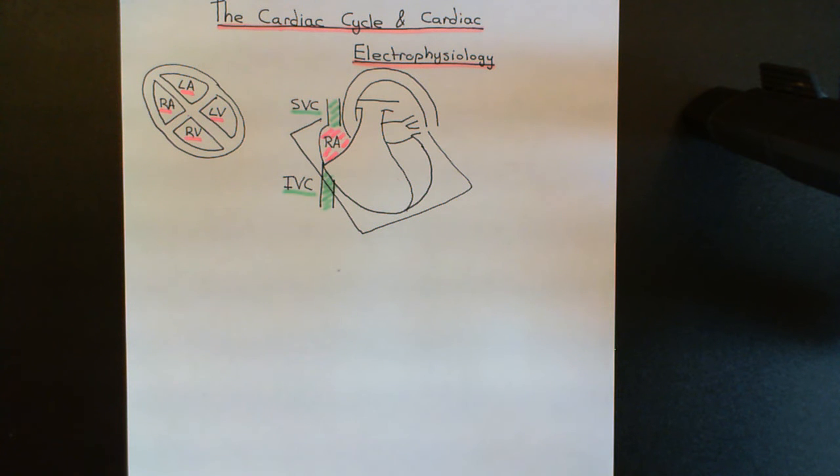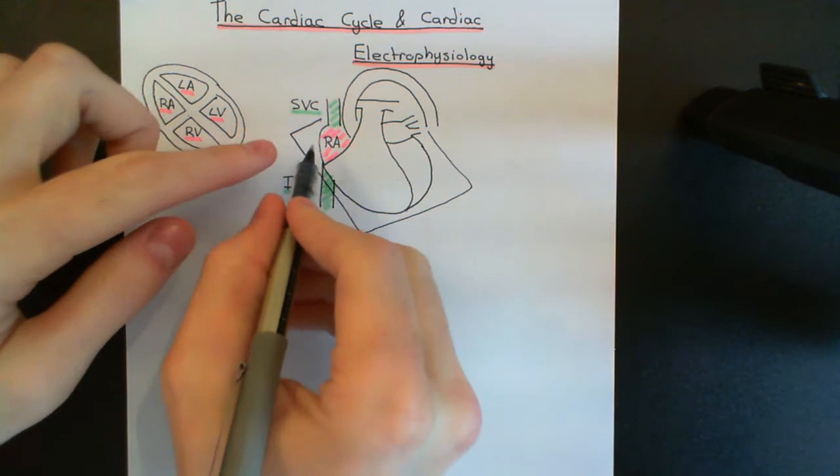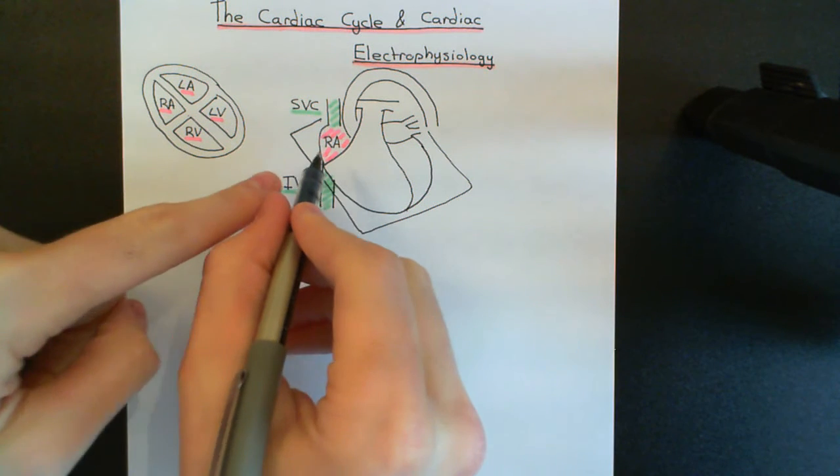The inferior vena cava of course brings blood back from the inferior portion of the body, so the abdomen and the lower limbs. Okay, and it all then comes back into the right atrium here.